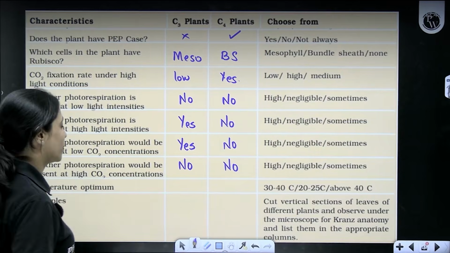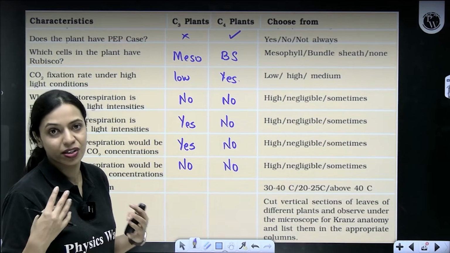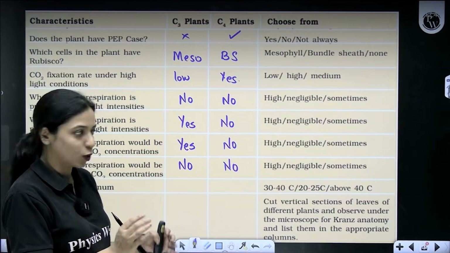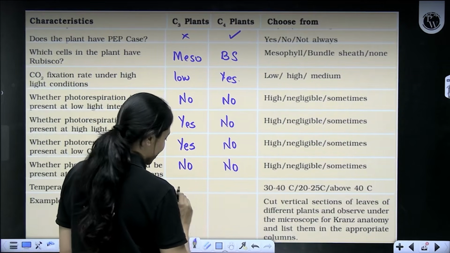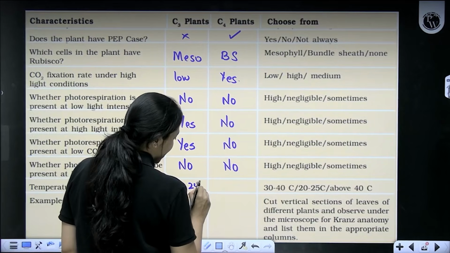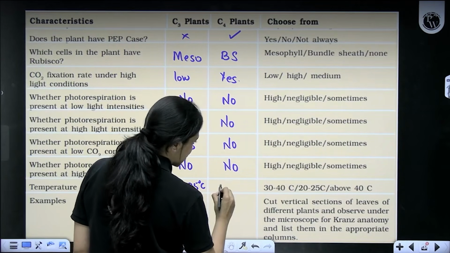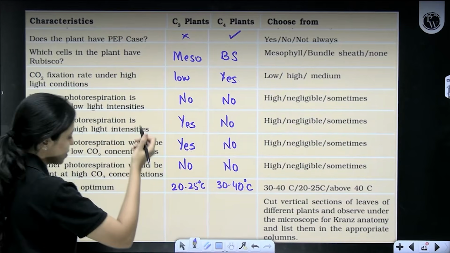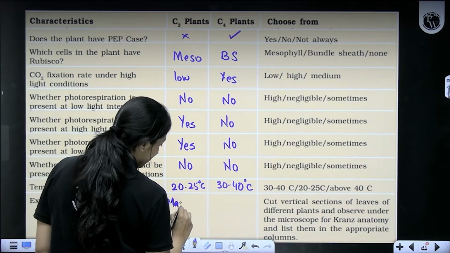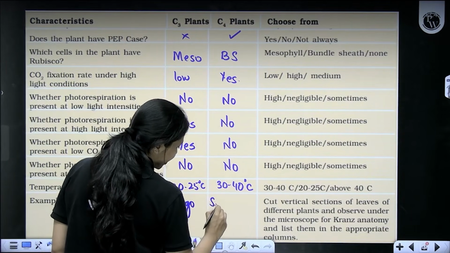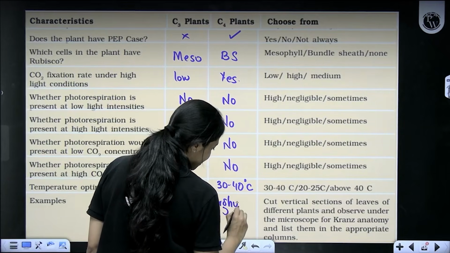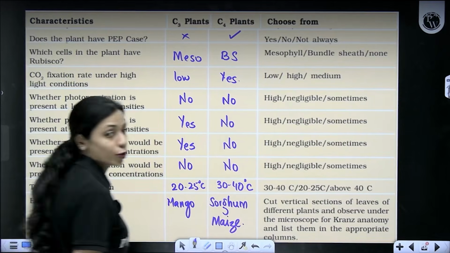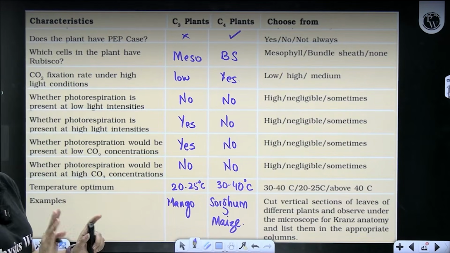What is the temperature optimum? C3 plants at high temperatures, because photorespiration happens and it's a wasteful process. Here temperature optimum is pretty low. It could be between 20 to 25 degrees Celsius, you can say. And in C4 plants, they have a much higher temperature optimum, let's say 30 to 40 degrees Celsius. Next, we have examples for C3 plants. Let's just write mango. And C4 plants, I've already told you, sorghum, maize, these monocot grasses. They show C4 pathway, and they have that Kranz anatomy.